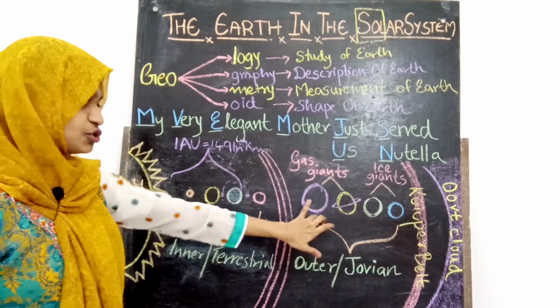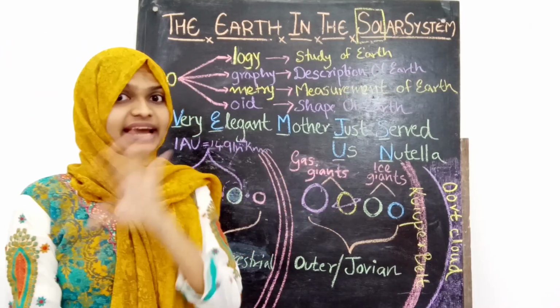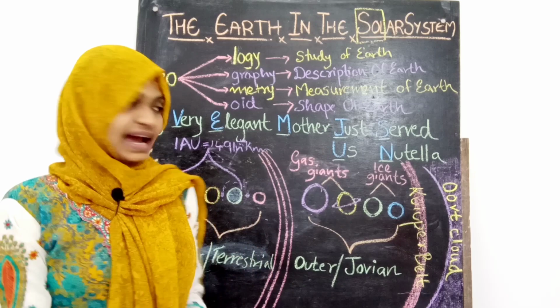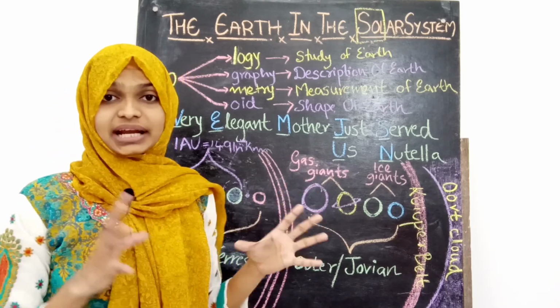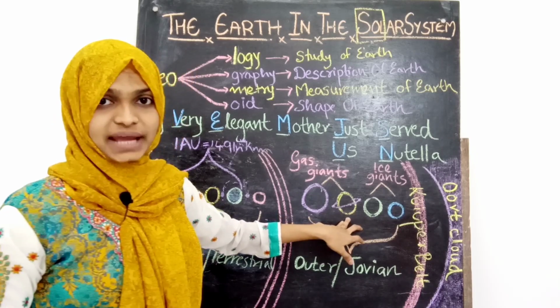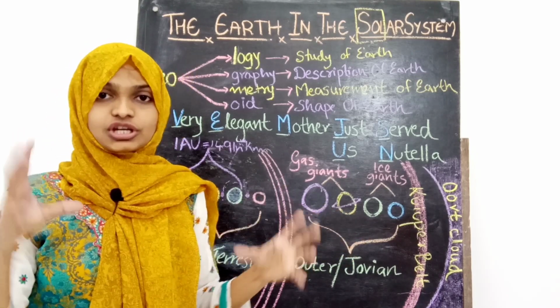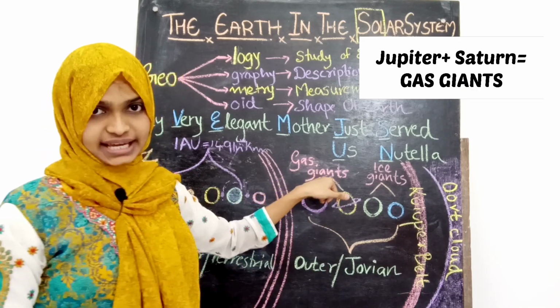Now, let us talk about Jupiter. Jupiter is the largest planet in the entire solar system, and it is entirely made up of gas. So is its nearest planet, Saturn. Saturn and Jupiter are made up of gas, and they are huge, so they are known as gas giants.